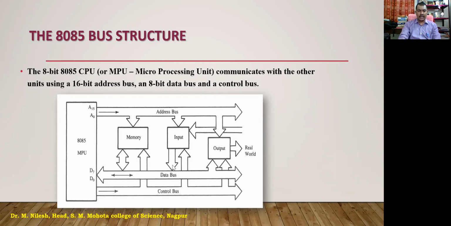So this 8-line data bus, which is shown in the downward direction, D0 to D7, is going to communicate with the memory as well as the input and output devices, or the outside world. So these are going to give you the data.